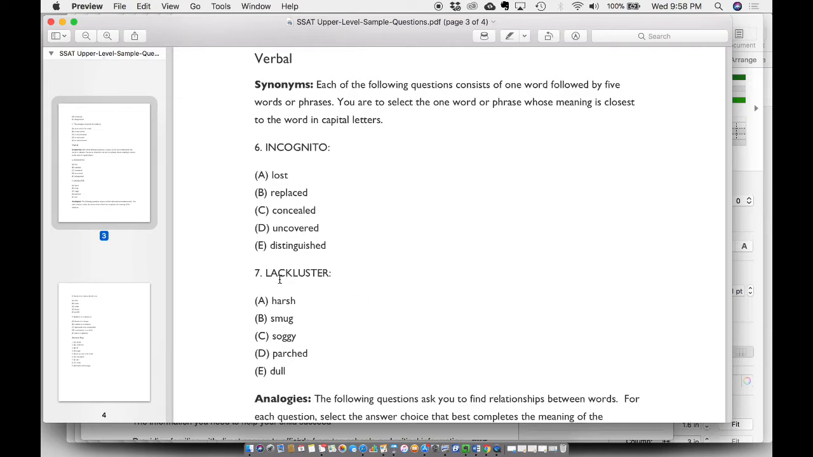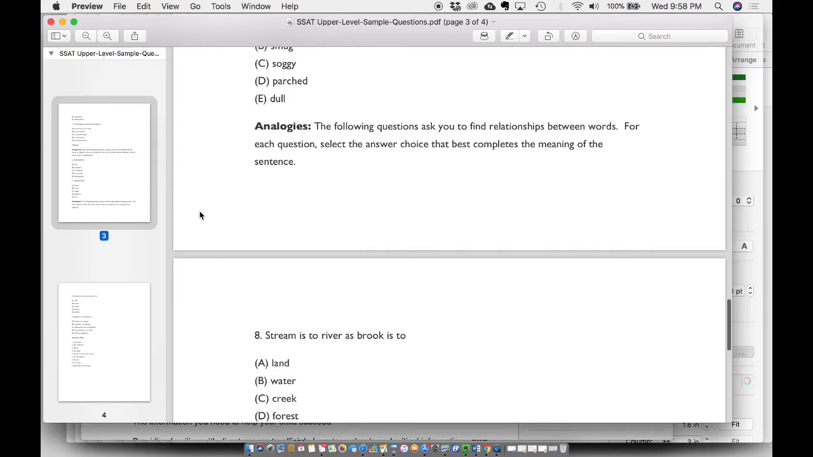Lackluster. Again, this is a term that you really lacking or missing something, it's not shining. If something is lacking luster, it is dull. Okay, it's dull. It was a lackluster performance. It was dull, it was bland, it wasn't good. Again, very important. Now, let's take a look at the analogy section here.